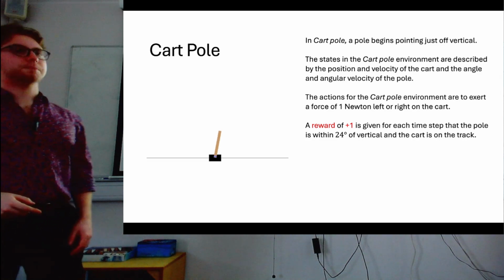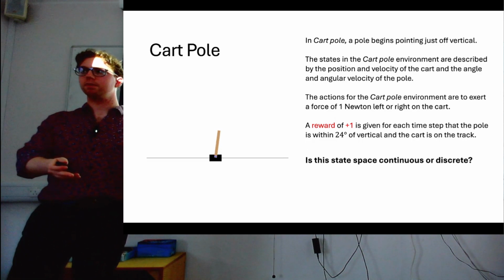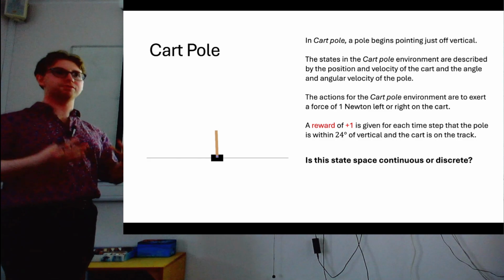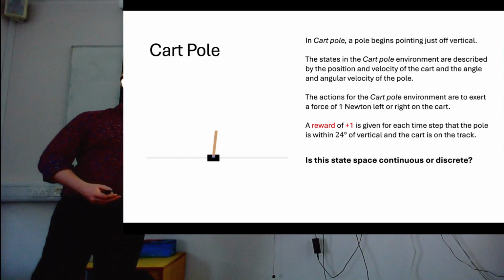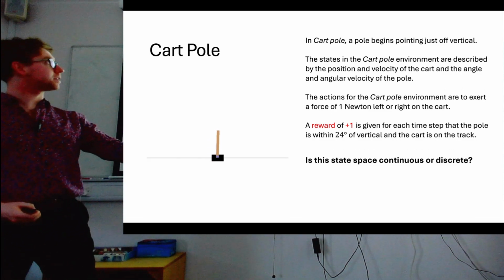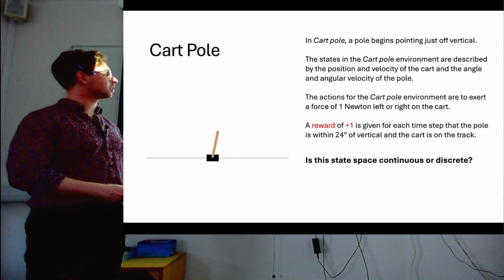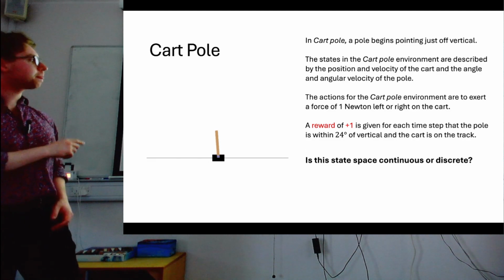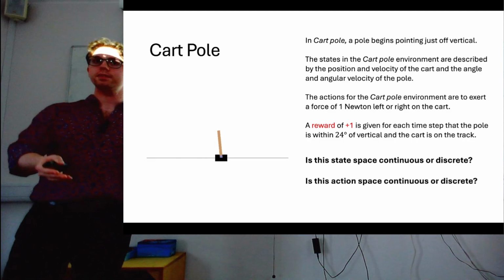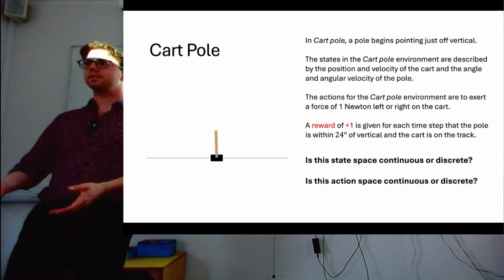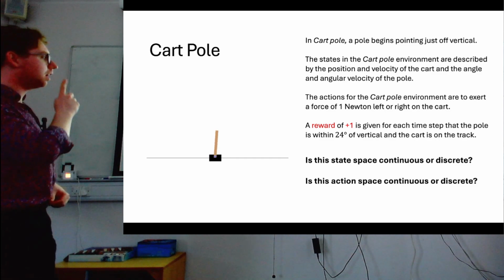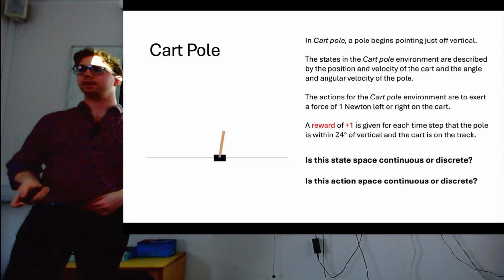Okay, is the state space continuous? Discrete? It's continuous, yeah, because it's described by this collection of 4 variables: position, momentum, angular momentum, and velocity, right? So there's 4 variables that I can vary continuously. This cart can move anywhere along this track. Action space continuous? Discrete? Discrete, because there's 2 actions you can perform, left or right. So it's a discrete action space. And is it stochastic or deterministic? Stochastic?